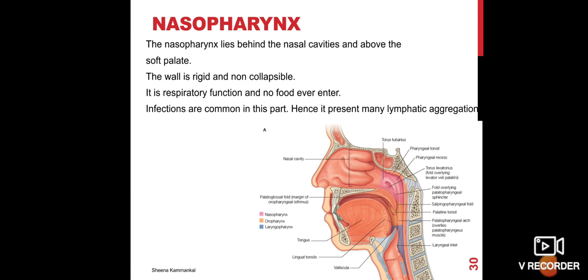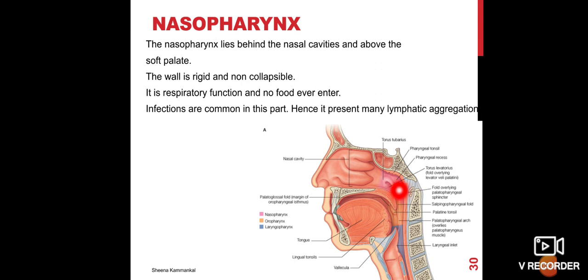Now we will see the features of the nasopharynx. Nasopharynx lies behind the nasal cavity and above the soft palate. Here you can see this is the hard palate and this is the soft palate. So this is the nostril, the nasal cavity, and the part behind this is the nasopharynx. The wall of the nasopharynx is rigid and non-collapsible. It is purely respiratory in function, with no food ever entering.